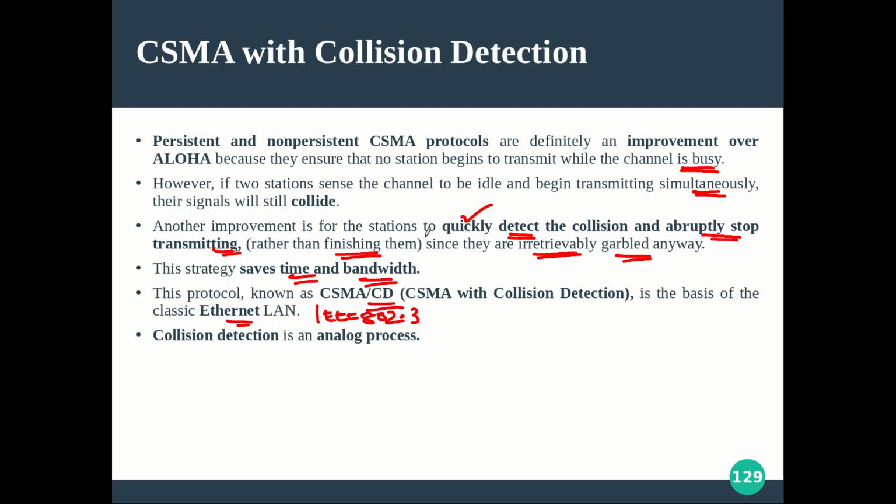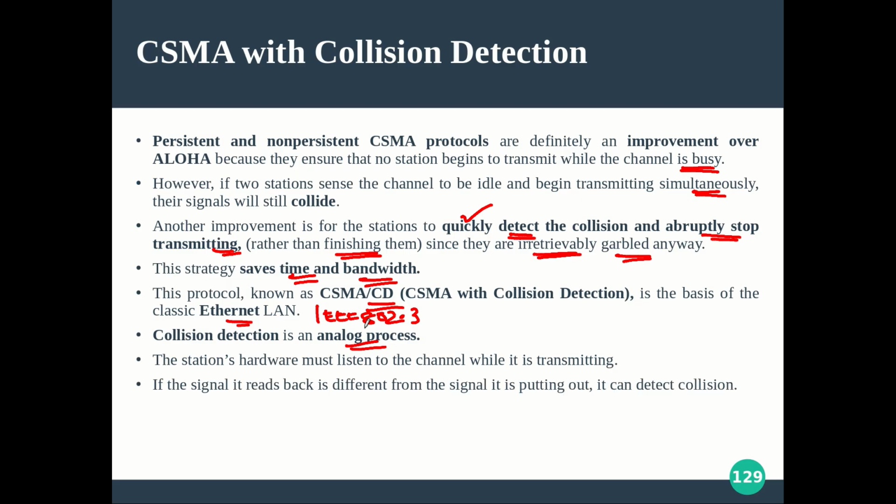Collision detection is actually an analog process, in the sense that the station's hardware must listen to the channel while it is transmitting. If the signal it reads back is different from what is being sent, then it can detect the collision. We are not going into detail, but trying to get an idea about it. It is a hardware-oriented, signal-related process, so from the software side you don't have to worry about it, but still the process is something like this.